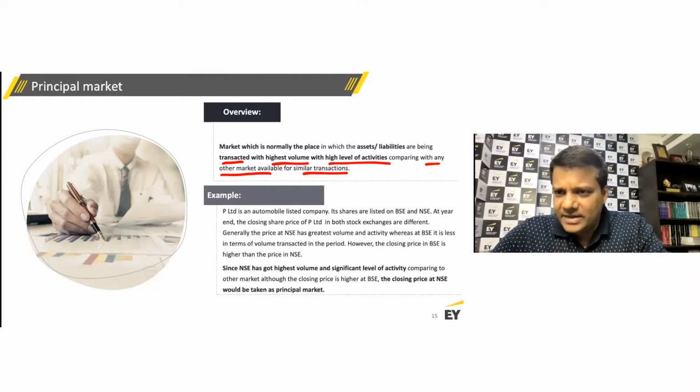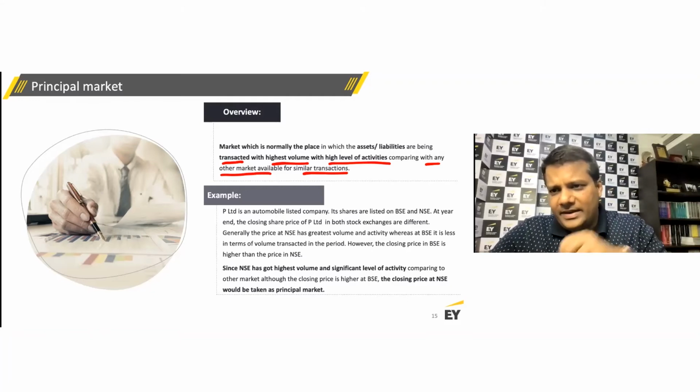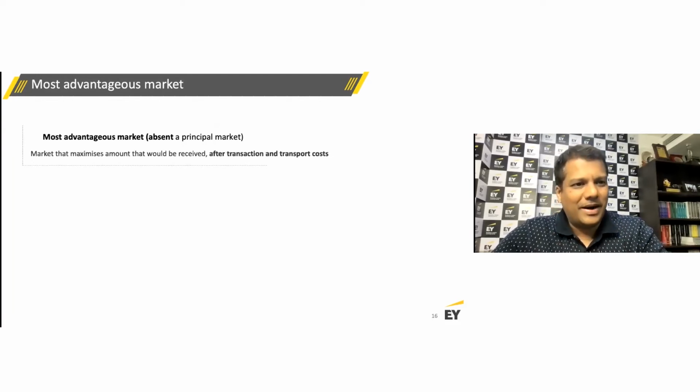Since NSE has the highest volume and significant level of activity compared to the other market, even though the closing price is higher in BSE, the closing price of NSE would be taken as the principal market, the market with the greatest volume and level of activity where I have access to transact. That is the principal market from the perspective of that asset or liability, or from the perspective of that company. Now, what's the most advantageous market? Absent a principal market, if there is no principal market, it is the market that maximizes the amount that would be received after transaction and transportation cost.